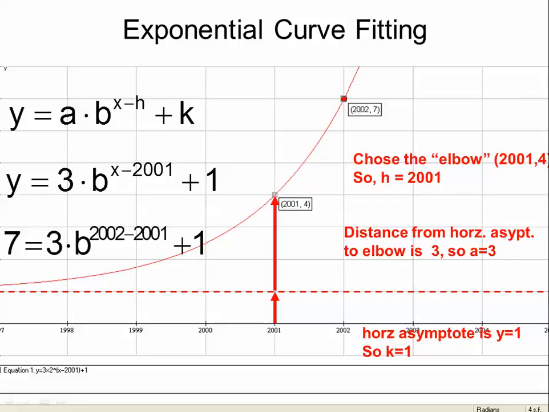If we make that substitution, here we have 7 equals 3 times b to the 1 plus 1, and if you solve that for b, you get b is equal to 2. And that gives you the final parameter: y equals 3 times 2 to the x minus 2001, plus 1.